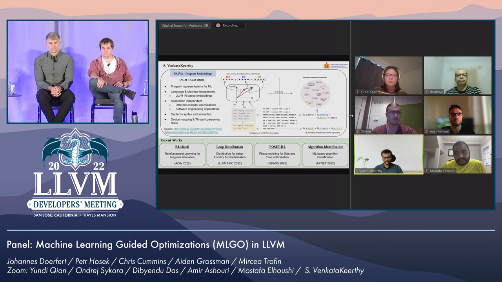Using a similar philosophy, we modeled programs as vectors to study different compiler optimization tasks like register allocation, where we propose an end-to-end framework integrated with LLVM to do register allocation suggested by an RL model.